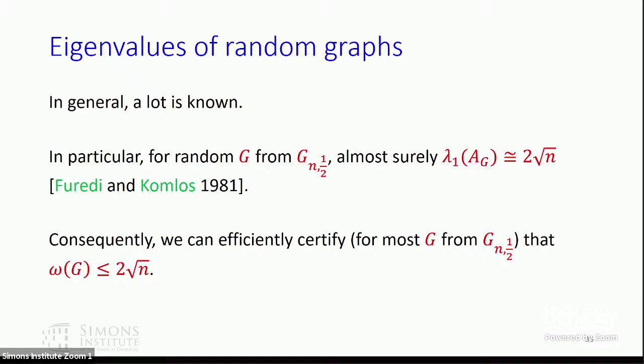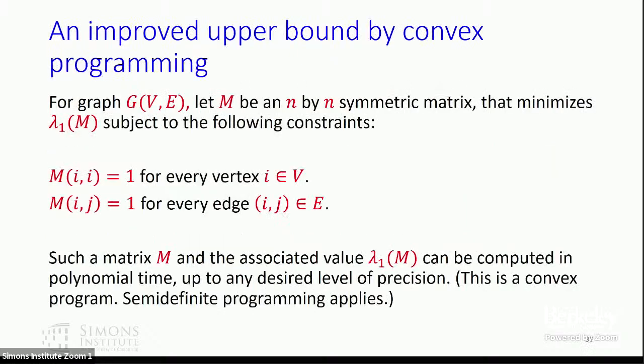We compute the largest eigenvalue. It's going to be 2 square root n, and we know from before that that's an upper bound on the size of the maximum clique. Okay, so we can ask, can we do better than this? So here's an improved upper bound by using convex programming.